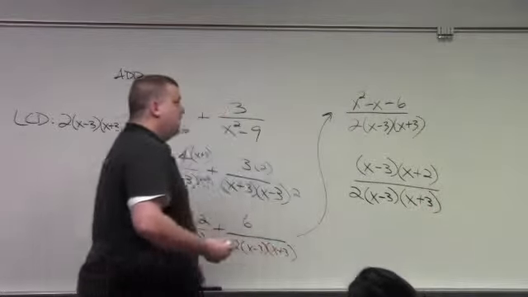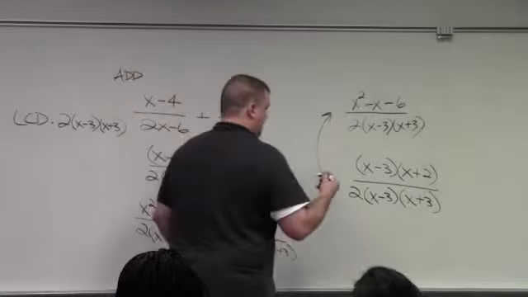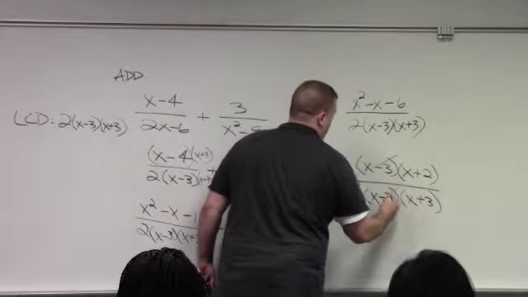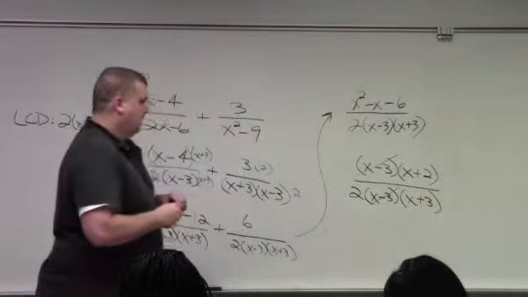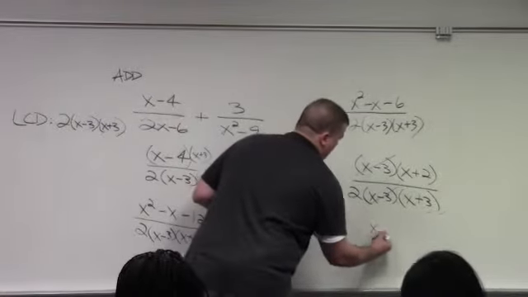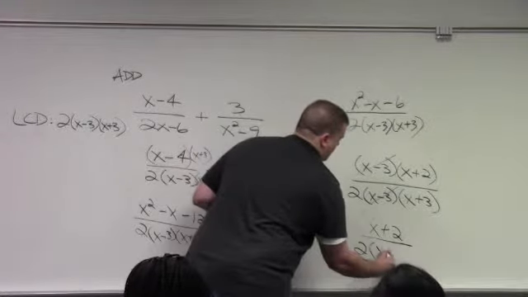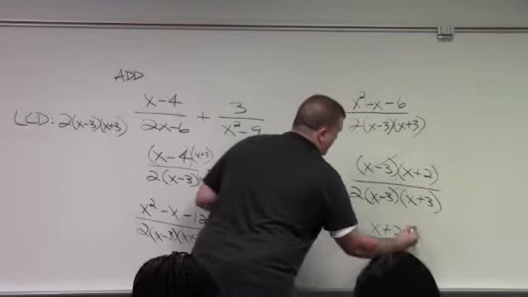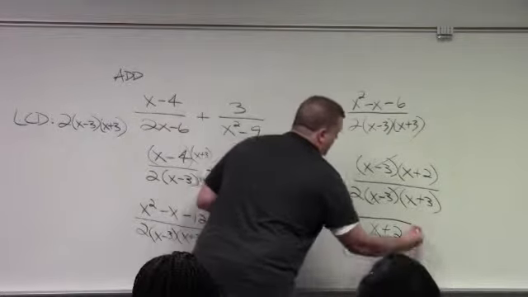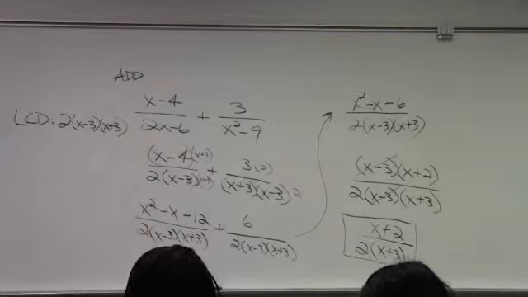Do I have any common factors there? x minus 3, x minus 3. So it does reduce. So what am I left with? x plus 2 over x plus 3. Correct. And that would be my final answer. Okay.